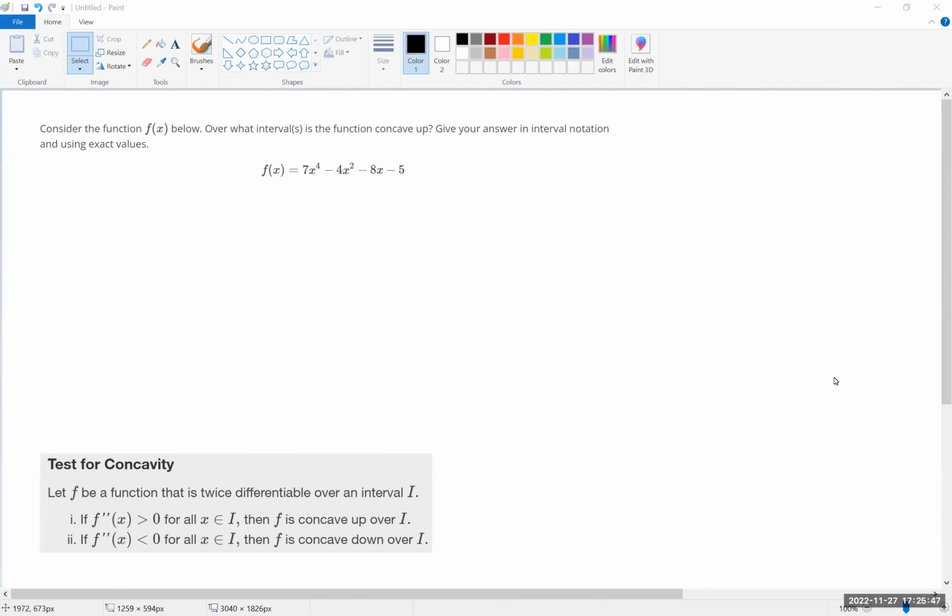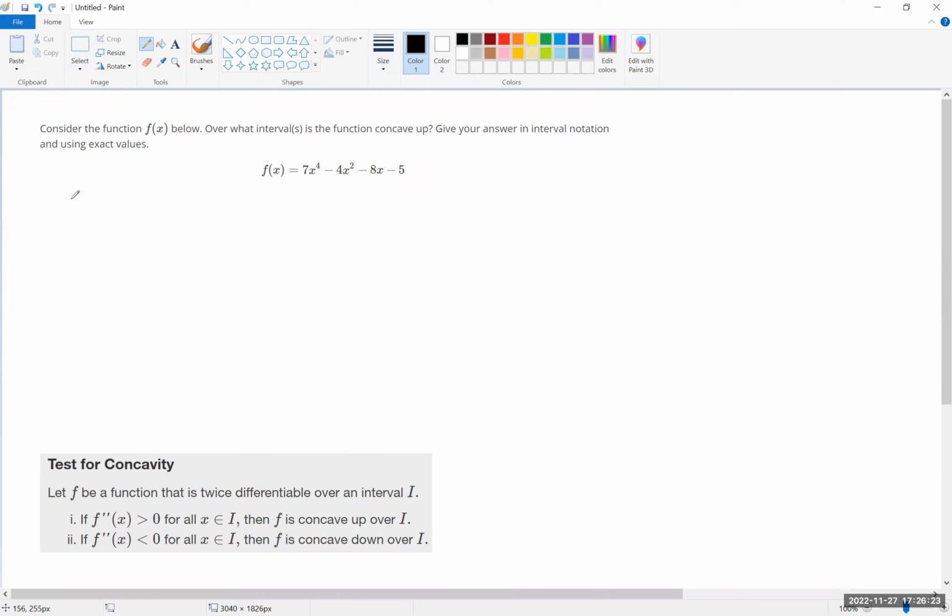All right, we're going to use a test for concavity to solve this problem, which says consider the function f of x below. Over what intervals is the function concave up? Give your answer in interval notation. Okay, so we need to determine the points at which the second derivative is greater than 0. So let's go ahead and figure out what our intervals are going to be.